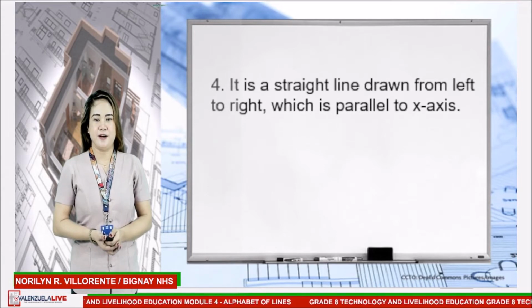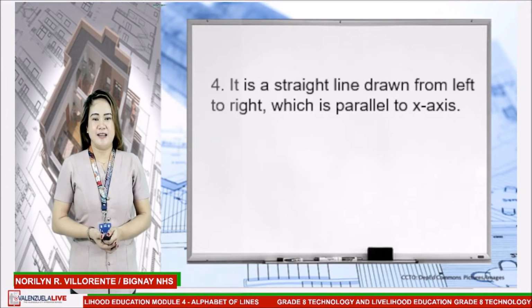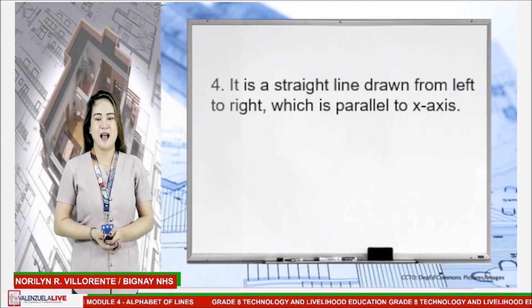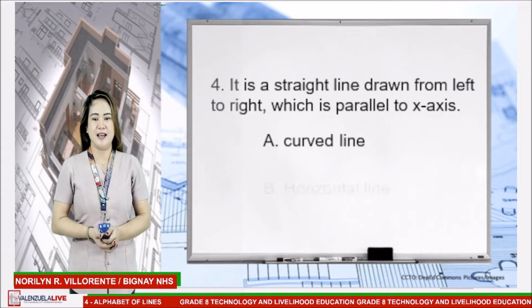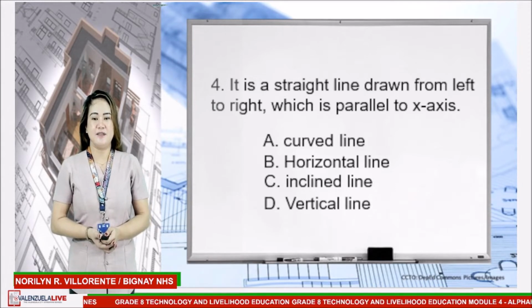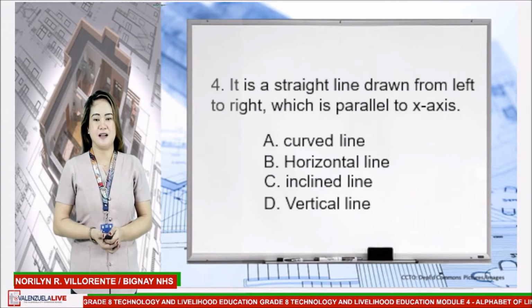Number 4. It is a straight line drawn from left to right, which is parallel to x-axis. A. Curved line. B. Horizontal line. C. Inclined line. D. Vertical line. Your timer starts now.